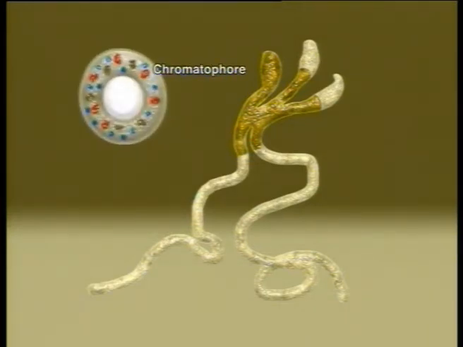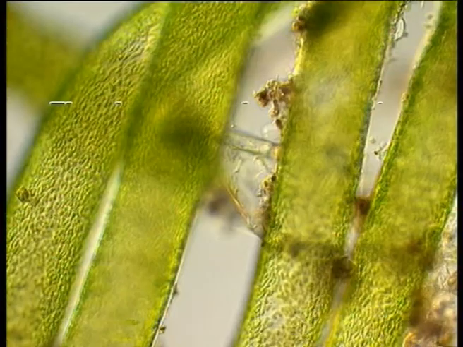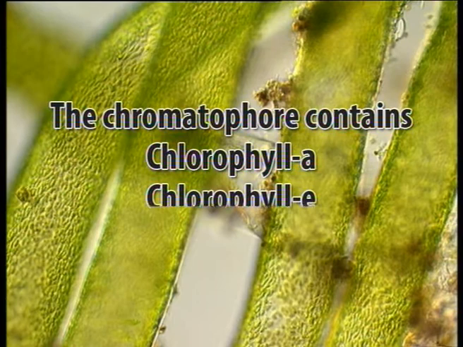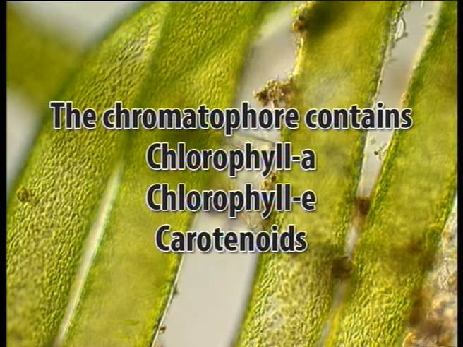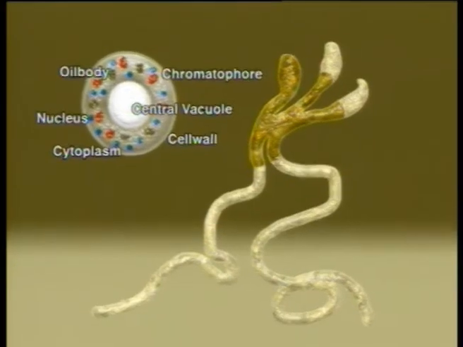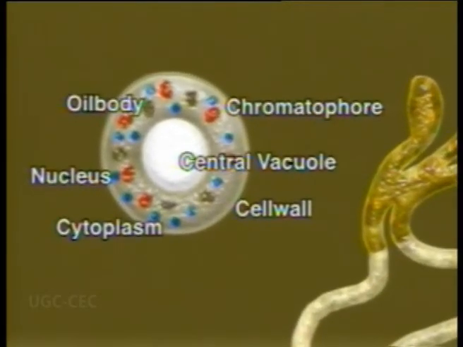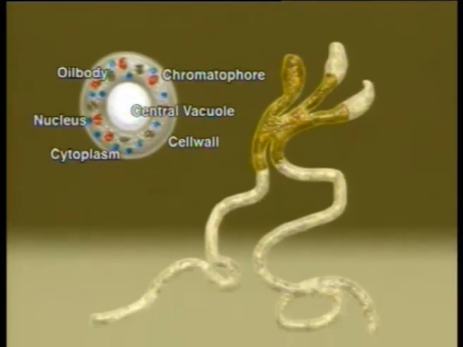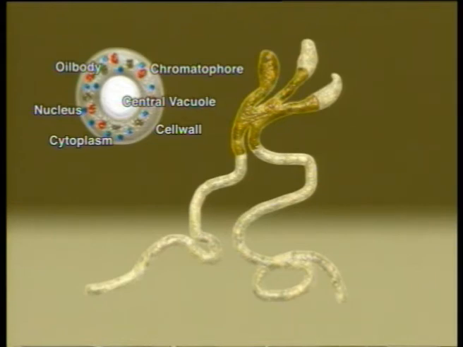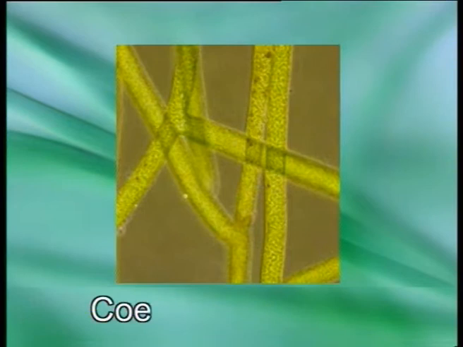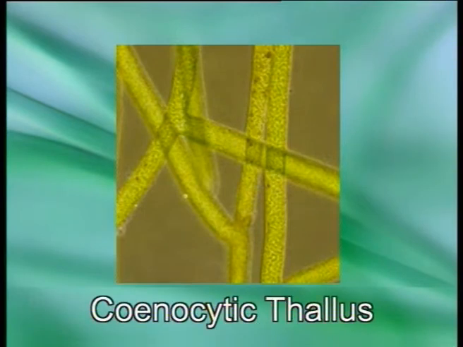Inside the cell wall, there is a layer of cytoplasm containing cell organelles. The chromatophore contains chlorophyll-a, chlorophyll-e, and carotenoids. It lacks chlorophyll-b. Pyrenoids are almost absent. The reserve food is oil or fat and gets stored within the cytoplasm in the form of countless droplets. In Vaucheria, cytokinesis is not followed by mitosis, so the thallus has a coenocytic nature.